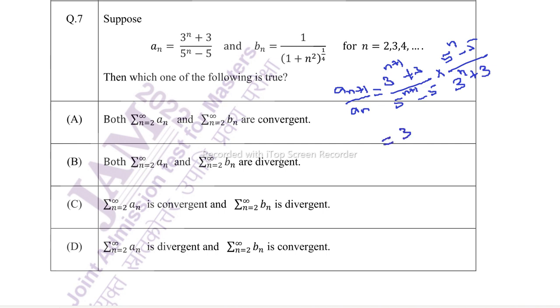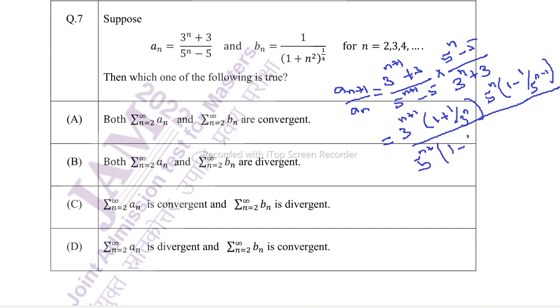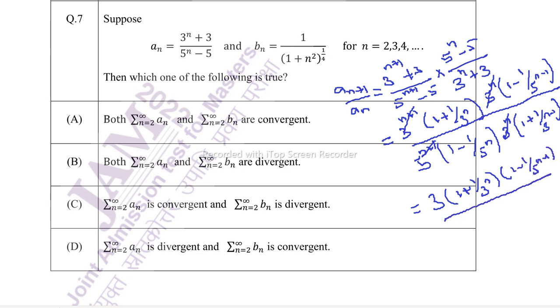So we can take 3 power n plus 1 outside from the first term, we get 1 plus 1 by 3 power n. If we take 5 power n outside, we get 1 minus 5 by 5 power n minus 1, divided by, again if we take 5 power n plus 1 outside, we get 1 minus 1 by 5 power n. And if we take 3 power n outside, we get 1 plus 1 by 3 power n minus 1. So we can cancel 5 power n and 3 power n. In the numerator, we have 3. We can write 3 times 1 plus 1 by 3 power n into 1 minus 1 by 5 power n minus 1, divided by 5 times 1 minus 1 by 5 power n into 1 plus 1 by 3 power n minus 1.